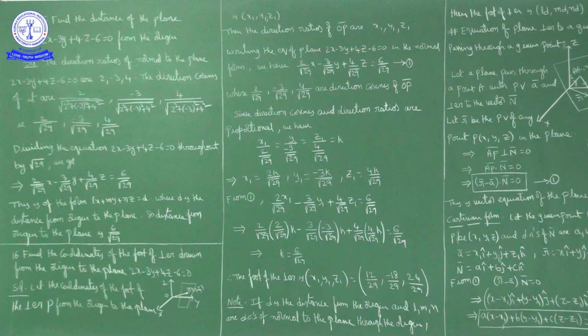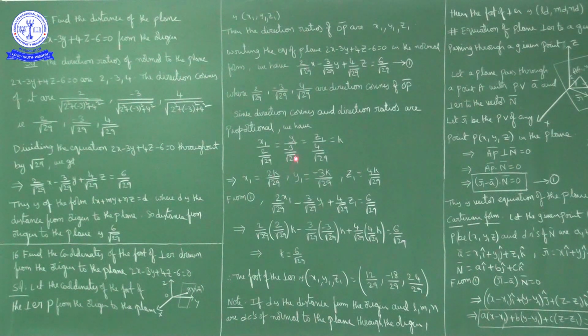Because direction cosines and direction ratios are proportional to one another, what we have as x1, y1, z1 are direction ratios, and 2 upon root 29, minus 3 upon root 29 and 4 upon root 29 are direction cosines. Then x1 upon 2 upon root 29 is equal to y1 upon minus 3 upon root 29 is equal to z1 upon 4 upon root 29 is equal to k, where k is the proportionality constant. So from here, by equating, x1 is equal to 2k upon root 29.